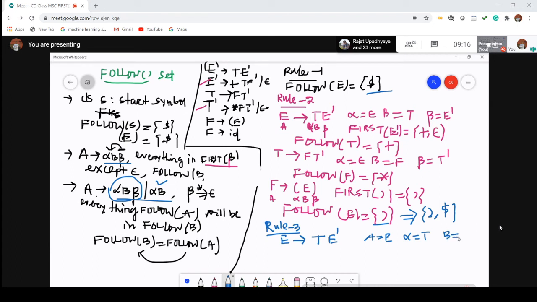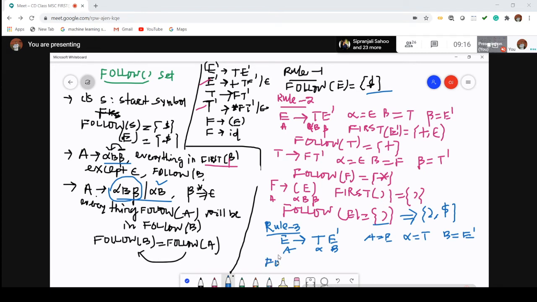B is nothing but E dash. I have represented the equation in the form of A to alpha B. So what is my rule? Rule number 3 says that everything in follow of A will be in follow of B. So follow of B is equal to follow of A.